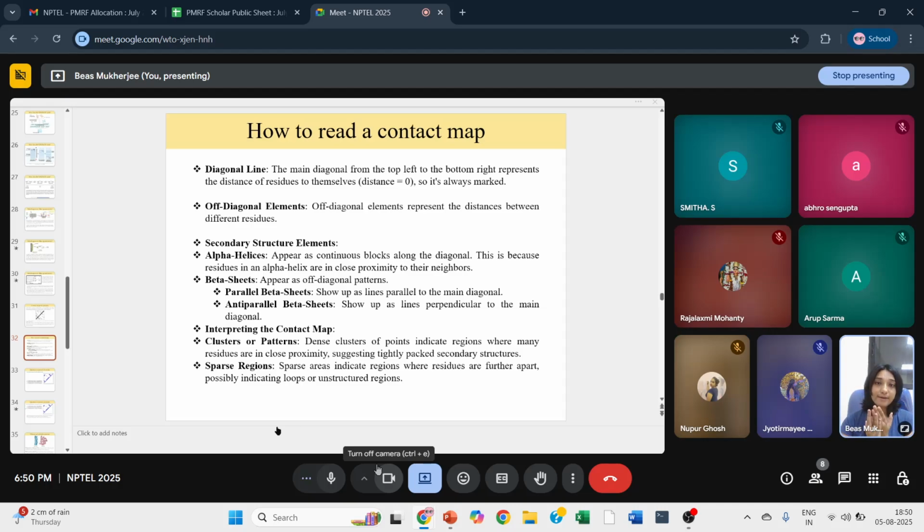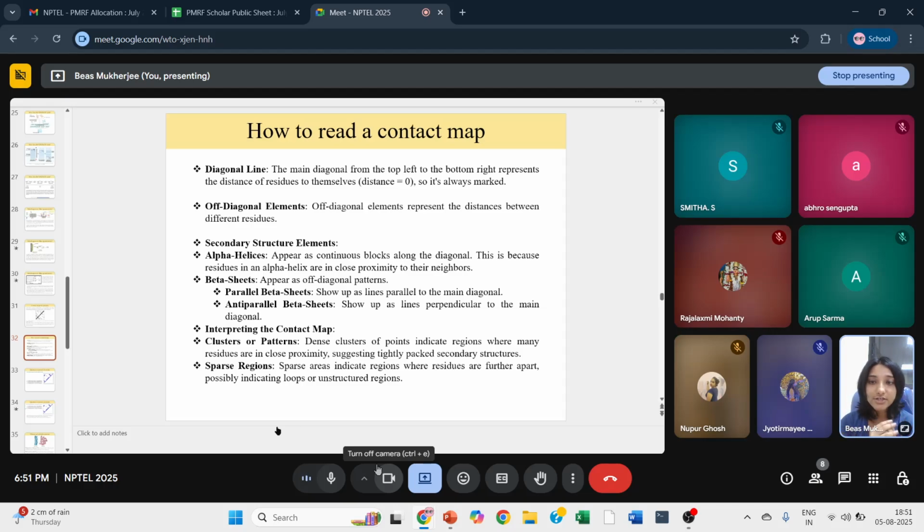The main diagonal, from the top left to the bottom right, represents the distance of the residues to themselves. So the distance is 0. It is always marked, right? Off-diagonal elements represent the distance between different residues. If this is the diagonal and this is an element, this is an off-diagonal element.